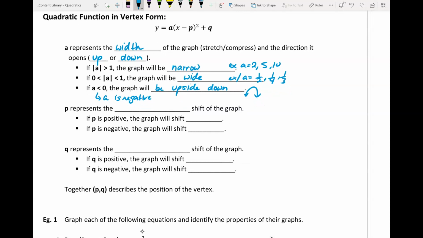Now the P that's inside the bracket, this shifts the graph left or right, so that's your horizontal shift. If P is positive, the graph will shift to the right. If P is negative, the graph will shift to the left. So for example, if you had x minus 2, your p-value is 2, so you're going to shift 2 to the right.